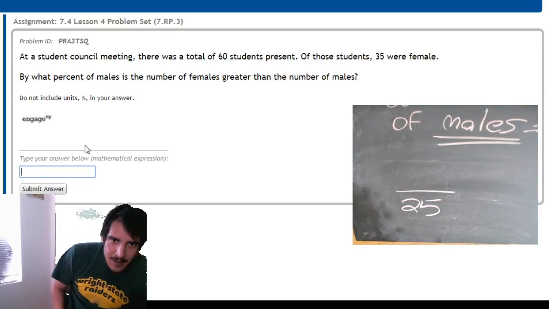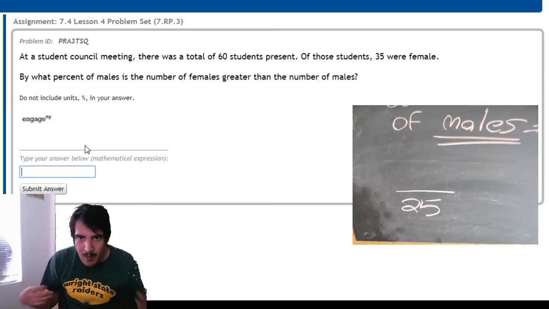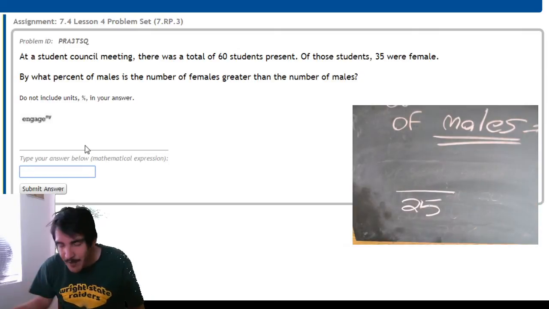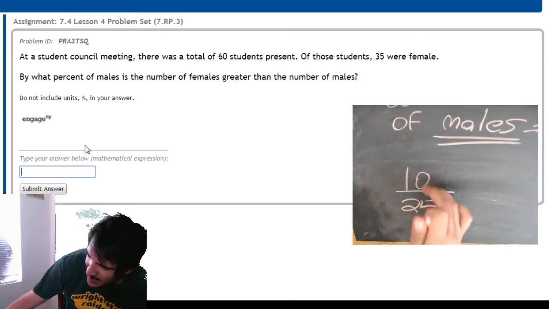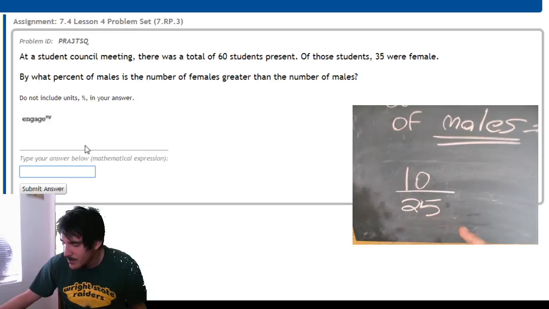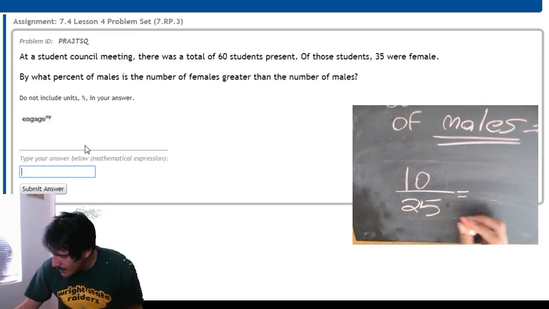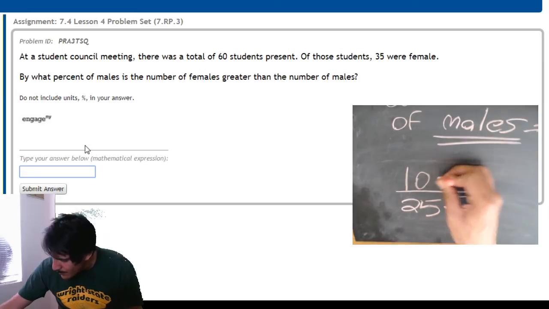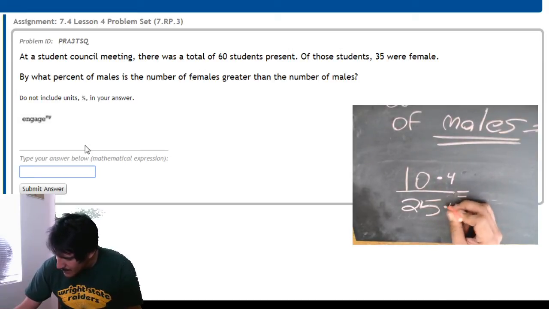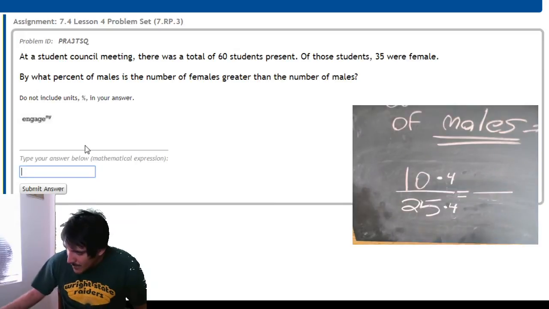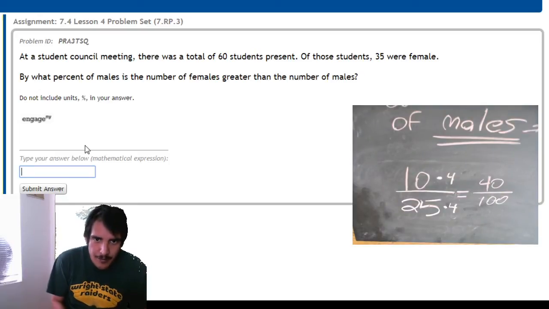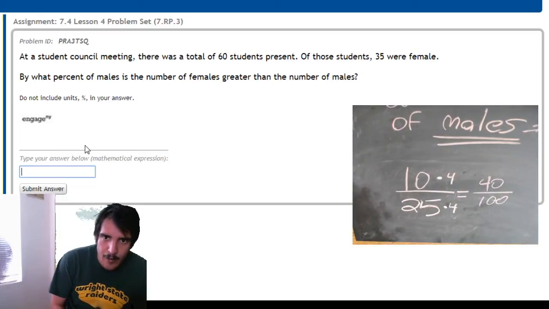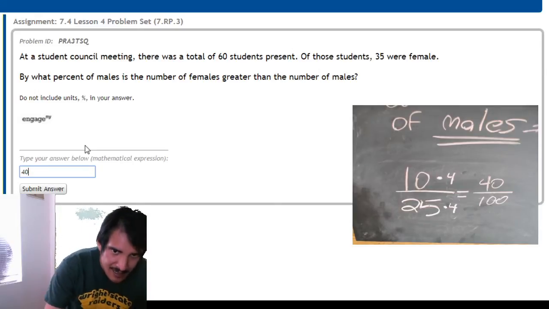And now, by what number is the number of females greater than the number of males? Well, there's 35 females, there's 25 males. So that's 10 more females than males. So the fraction we should have is 10 more females out of the 25 males that we had. We could easily put this into a calculator, but I personally think multiplying the top and the bottom by 4 will be quicker, because watch, if you do that, you get 40/100ths, and that equals 40%. So that means that there are 40% more females than males.